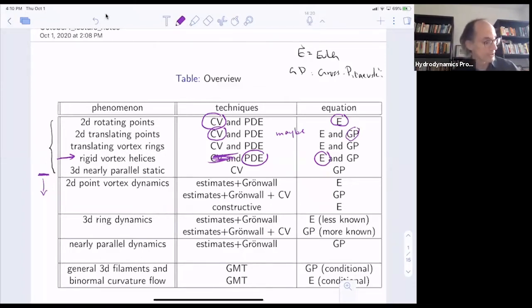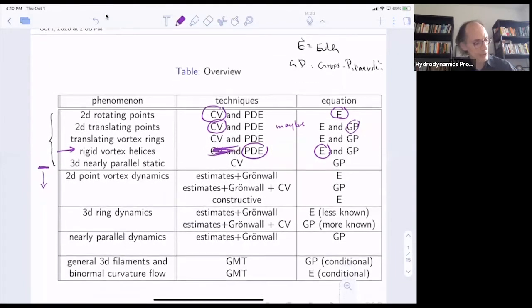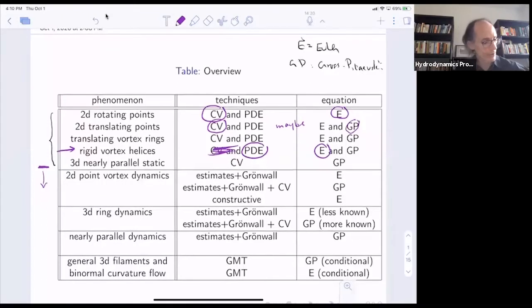Okay, so let's move down here. 2D point vortex dynamics, we'll take that up today. This can be done, for Euler or Gross-Pitaevskii, there are known results in both cases. For Euler, there are both. So this is the proof I'll present starting today, what I've called estimates plus Grönwall.